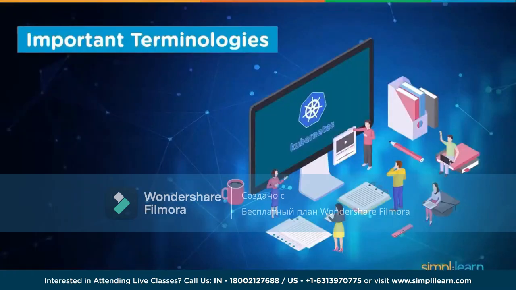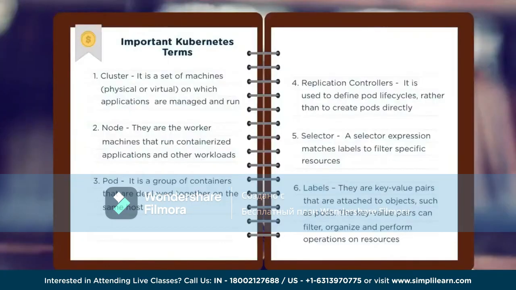So let's finally look into some of the important terminology before we do a demo. We have 6 terms that we're going to look through, and we'll let you read through these. We have a cluster, which is a set of machines, physical or virtual, on which applications are managed and run. We have a node, which are the worker machines that run containerized applications and other workloads.